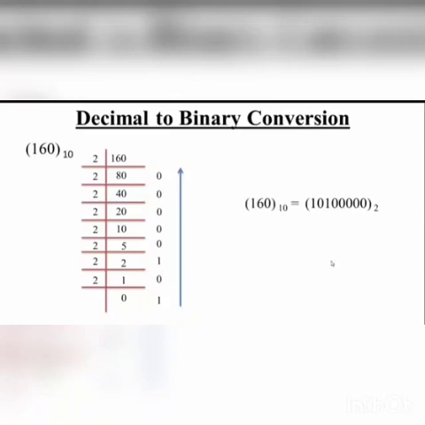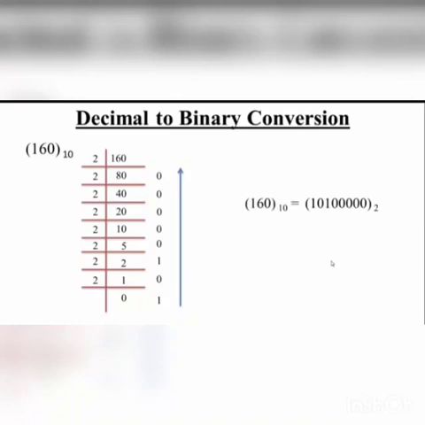The answer becomes 80, remainder becomes 0. Again we divide 80 by 2. The answer becomes 40, remainder becomes 0. Again we divide 40 by 2. The answer becomes 20, remainder becomes 0. Again we divide 20 by 2. The answer becomes 10, remainder becomes 0. Again we divide 10 by 2. The answer becomes 5, remainder becomes 0. Again we divide 5 by 2. The answer becomes 2, remainder becomes 1.